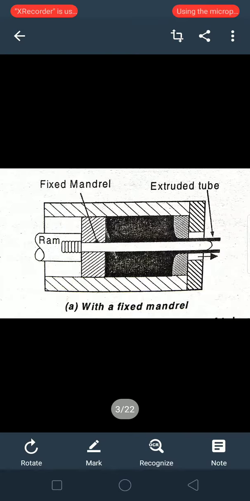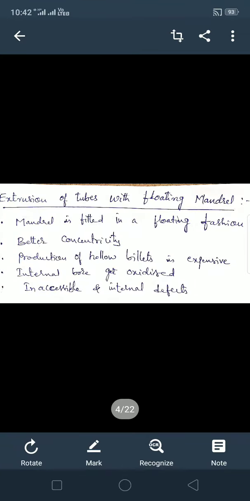In this, the mandrel is fixed to the end of the ram and passes through the hot billet when pressurized. As the metal is extruded, it passes through the annular gap between the die and the mandrel, thereby forming the hollow tube. The mandrel can also be fitted in a floating fashion, as clearly shown in the figure.